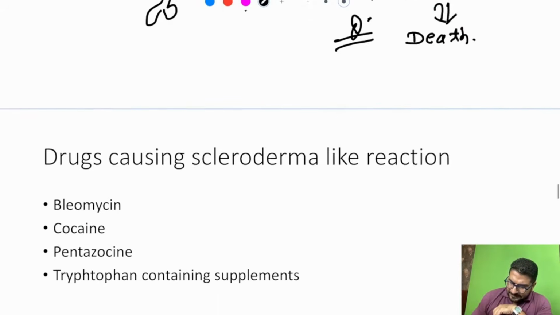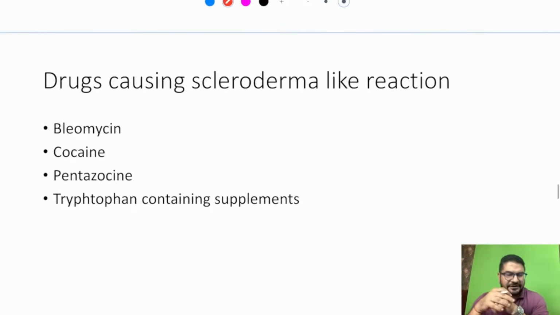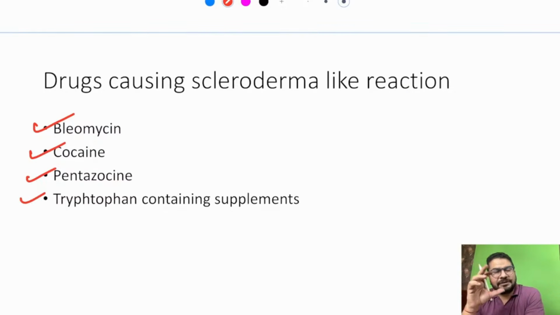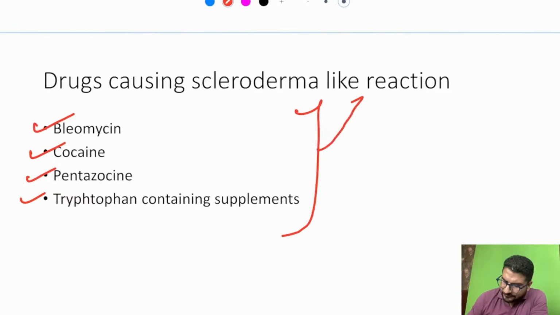Now try to understand, there are certain drugs. ये NEET PG में topic आ रहा है, so they can be asked in your exam also. So drugs like bleomycin, याद रखना, lung में fibrosis भी कराता है, so indirectly ये भी pulmonary hypertension को बढ़ाएगा. Then cocaine, pentazocine is very commonly used in gynecology department. Then protein supplement जो BCAA आते हैं, जो जिम वाले supplement लेते हैं, तो इसमें tryptophan होता है. So these are the drugs which can cause scleroderma like reaction: bleomycin, cocaine, pentazocine and tryptophan containing supplement.